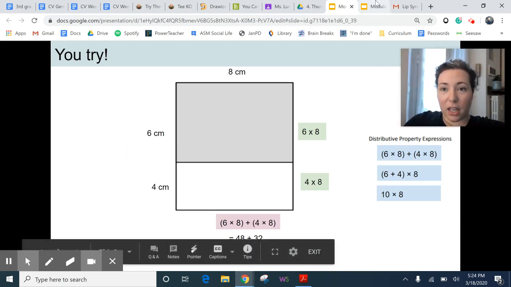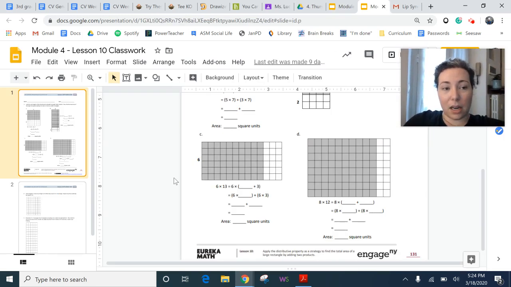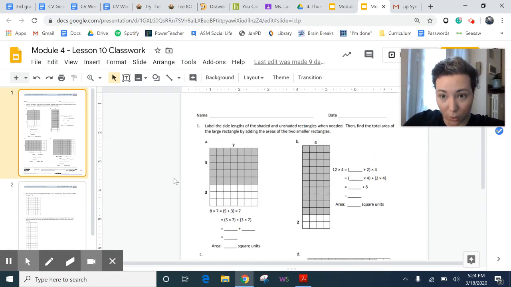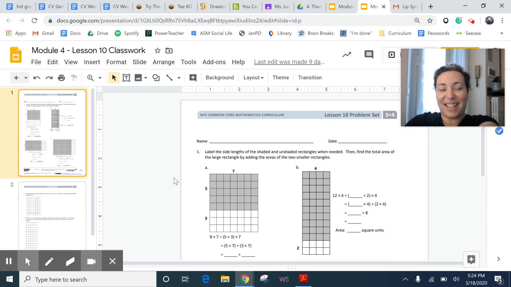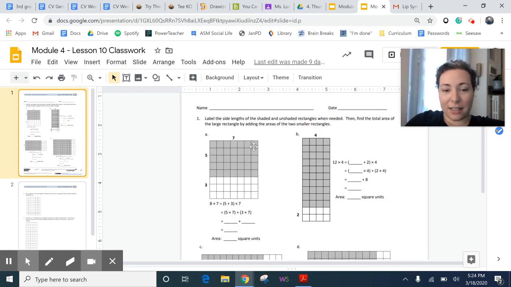Today for the work, you have our Module 4 classwork, Lesson 10 classwork pages, problem sets. So first of all, always read the instructions, but you have some different rectangles, some different arrays that are broken up for you, and you have to go through and make sure you're filling in the different products or the things that are missing, the missing numbers.